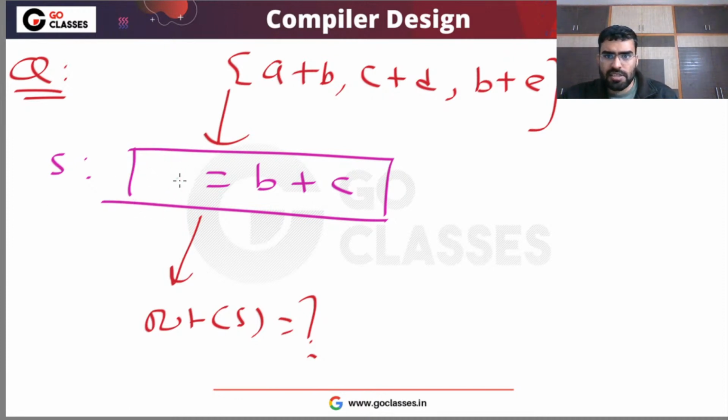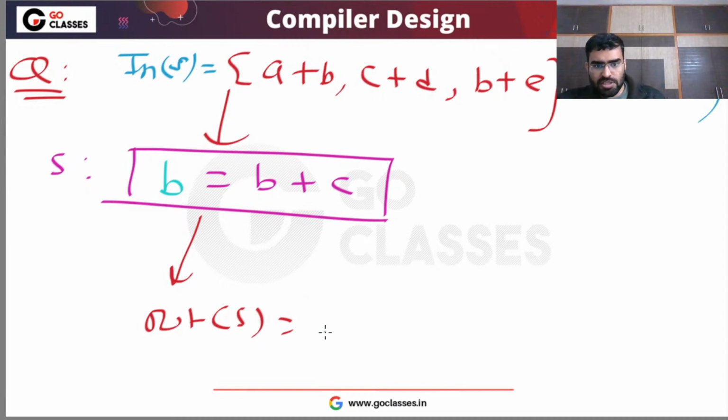So let us consider this: B equal to B plus C. What is out of S? Quickly tell me. This is your in of S. Let's assume this is given to you. So it means this is your available expressions at S. My question is, what is out of S?